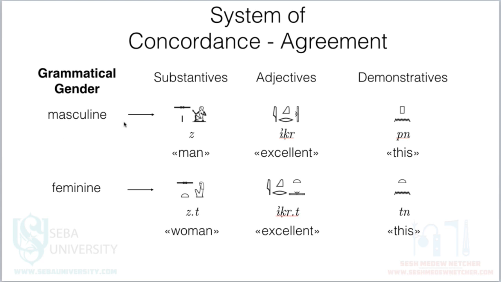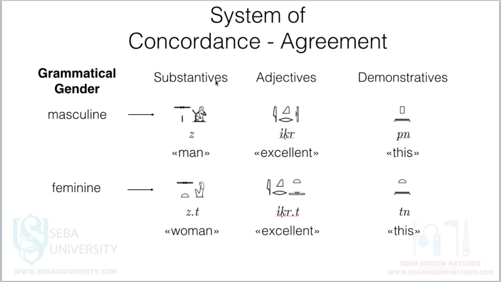In our next column, we have substantives, which most people are used to calling nouns. And there's a reason why we refer to them as substantives and not nouns. But for the sake of this discussion, just make sure you understand that when you see substantives here, it's what you would refer to as a noun. The next column are adjectives, and the third column are demonstratives.